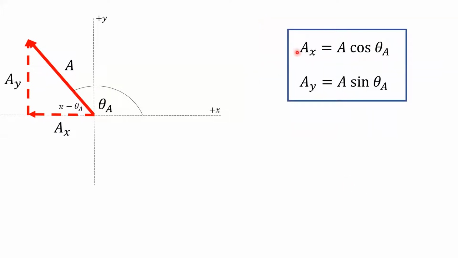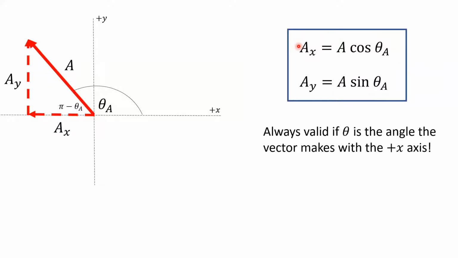So to summarize, here are the formulas for converting between what you might call polar components or polar coordinates to rectangular components. If you happen to know the length of a vector and the angle that the vector makes with the positive x-axis, these are the two formulas that will convert that length and angle into the so-called rectangular, also known as Cartesian components. Rectangular, Cartesian, those mean the same things in this context. Again, always valid, as long as you measure your angle with respect to the x-axis.